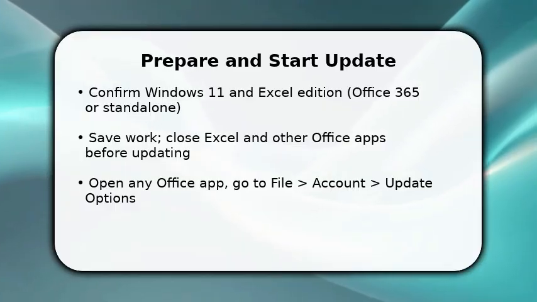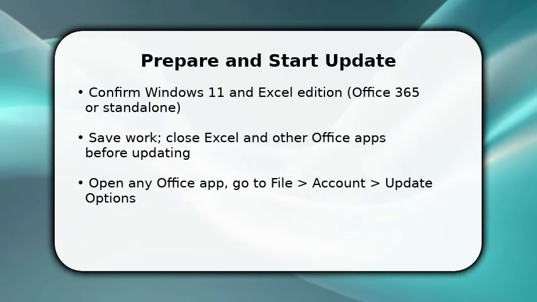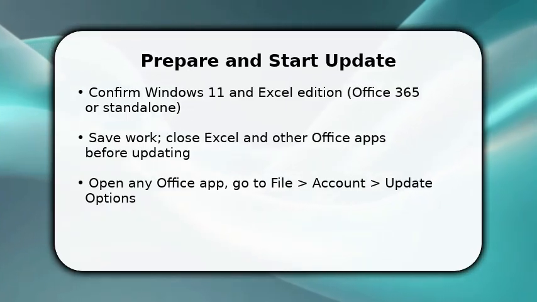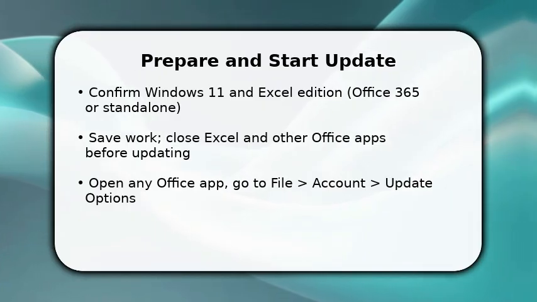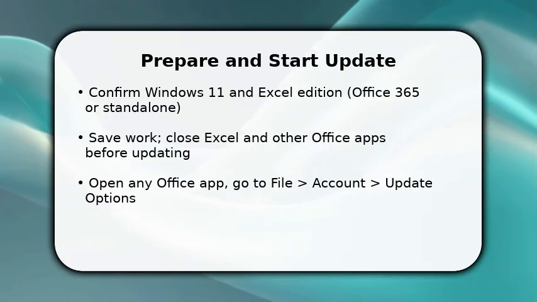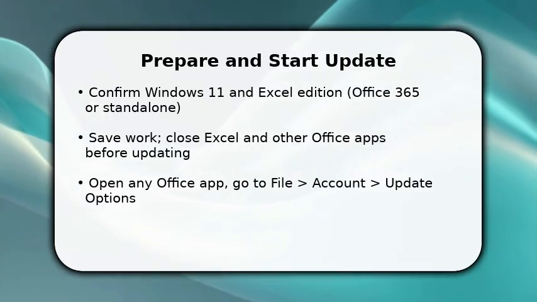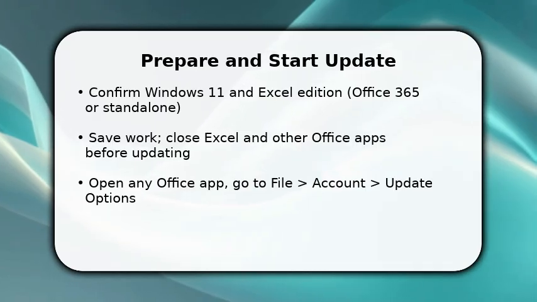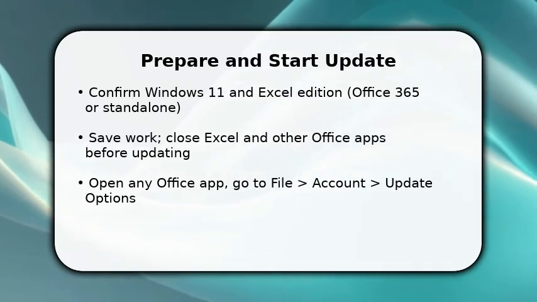You begin by verifying the addition. Office 365 updates differently than a standalone install. Save your files and close Excel. This prevents file locks and incomplete updates. Once done, open any Office app, choose File, then Account, and select Update options.